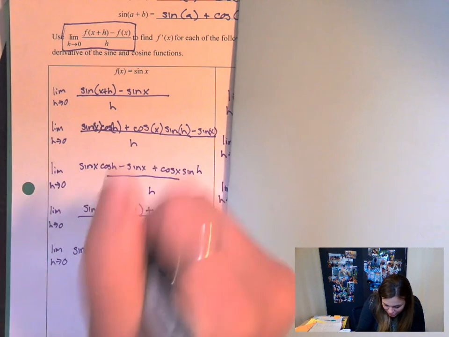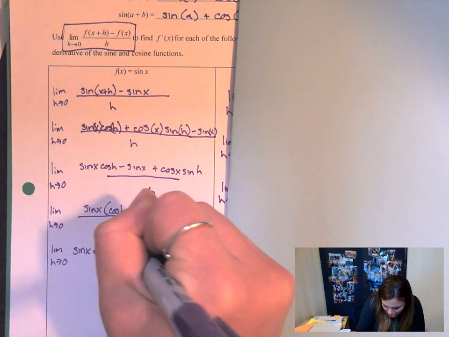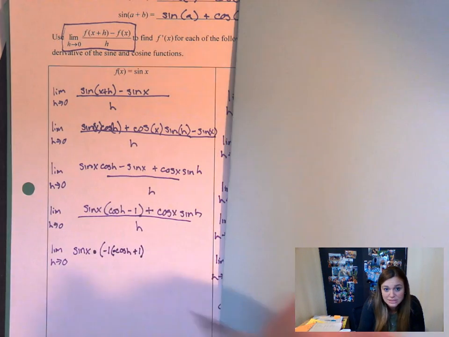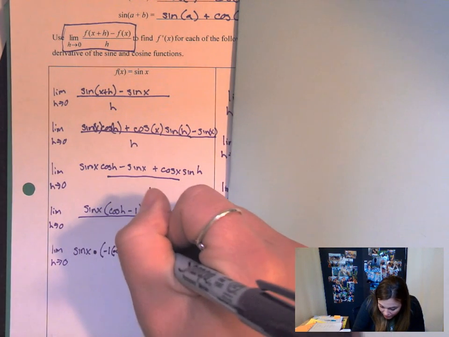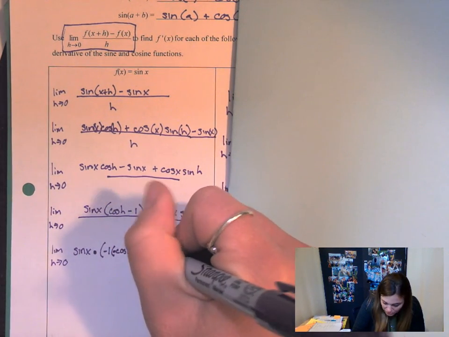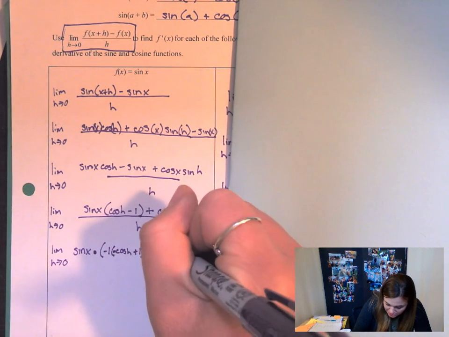So I'm going to factor out a negative 1 and I get negative cosine h plus 1. If you're like, where are you going? Just stick with me for a little bit. I'm factoring out the negative 1. And then I'm going to say plus cosine of x sine of h.